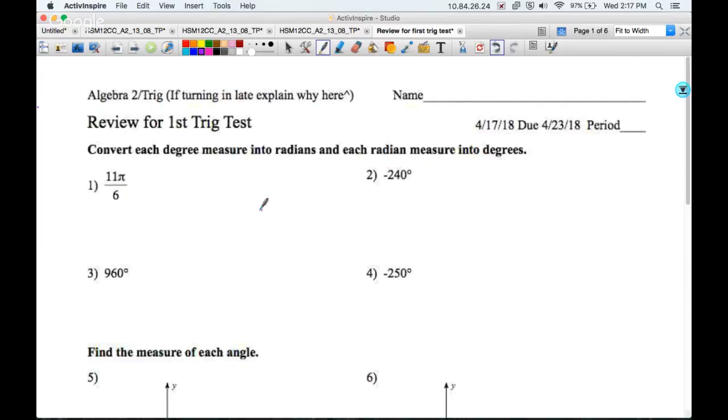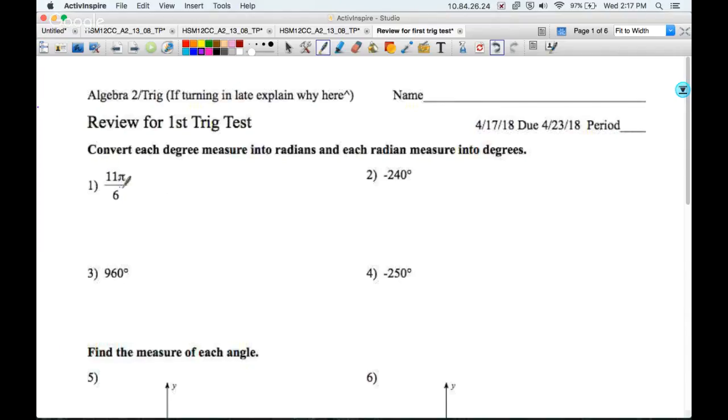Convert each degree measure into radians, each radian measure into degrees. To do this, we need to multiply by a conversion factor that we know to be true. And we're going to set up our conversion factor so that we get the unit we want on top.